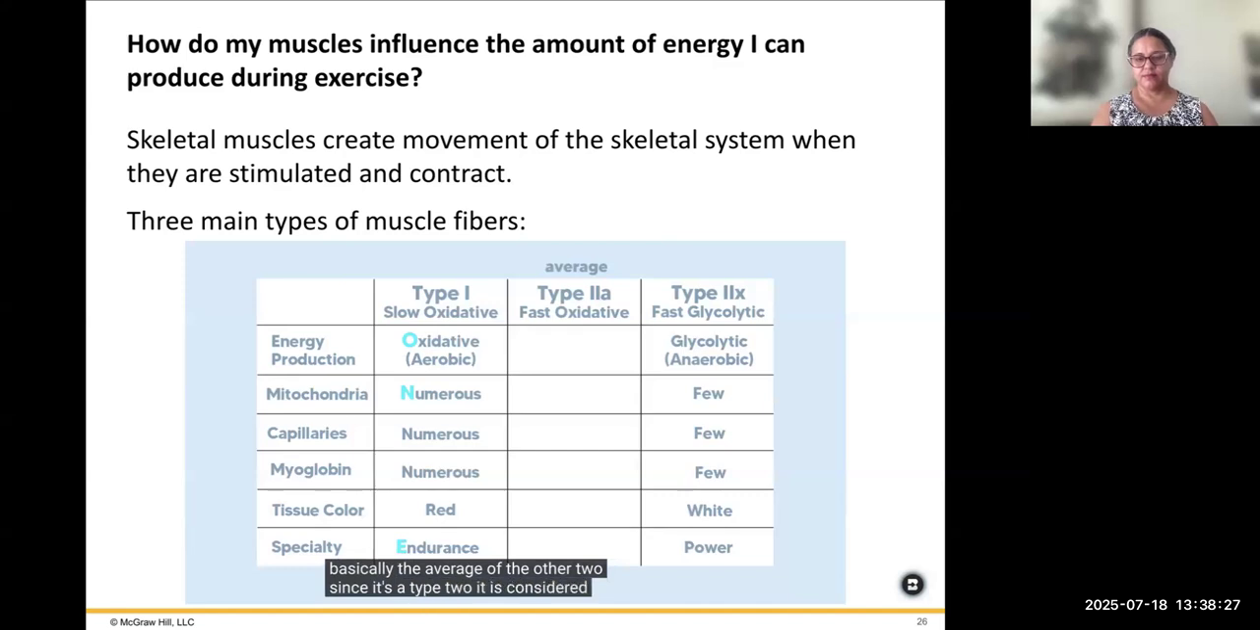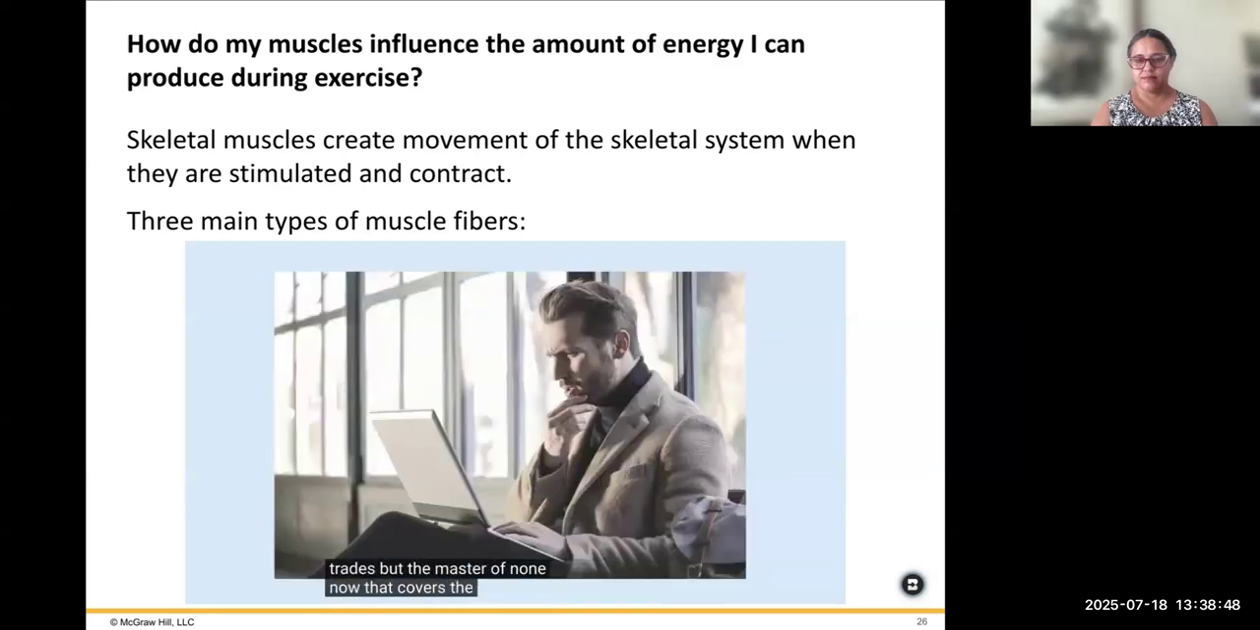Since it's a type 2, it is considered a fast twitch fiber, but it can also do glycolytic and oxidative energy production. As for what's inside, it has an average amount of mitochondria, an average amount of capillaries, and an average amount of myoglobin. And as for down here, again, it has an average amount of fatigue resistance and average endurance. It's basically the jack of all trades, but the master of none. Now that covers the three fibers, but there's one more way you can think about all this stuff that no one really ever talks about.